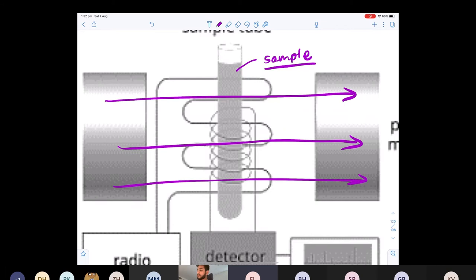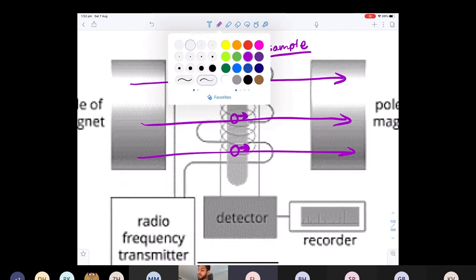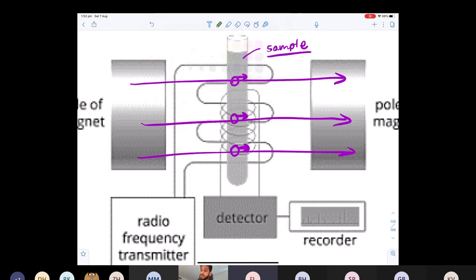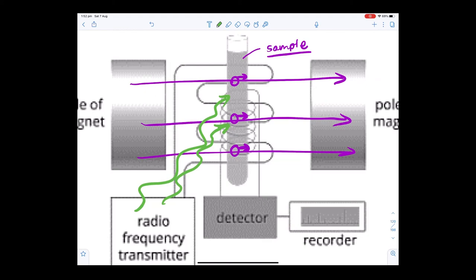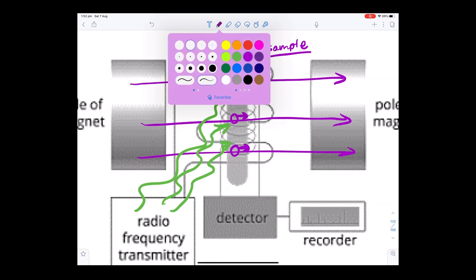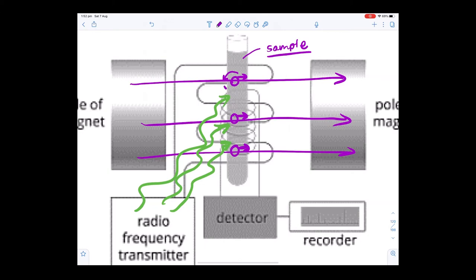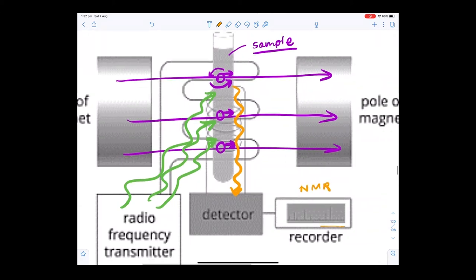So immediately all the atoms in that sample are going to orient themselves along the magnetic field lines, right? And what we're going to be doing is we have a radio frequency transmitter, which is going to be inputting radio waves. And what is that going to do to the nucleons in the sample? Isn't that going to make it go to a higher energy state? Yeah, which is aligned against the magnetic field lines. You always need to mention that, right? Oh, yeah. So they will flip against the external magnetic field to a high energy state. And when they return back down, they're going to emit those radio waves. And those radio waves get picked up by a detector, and that's read with an output NMR graph, right? And so that's how we create an NMR graph.